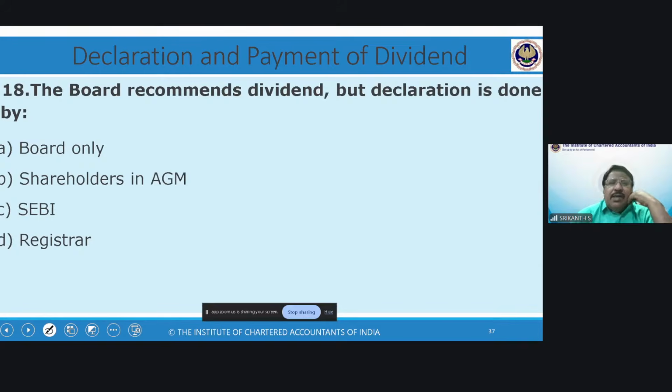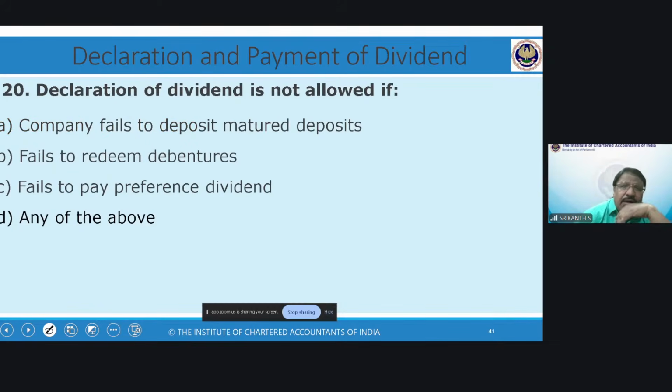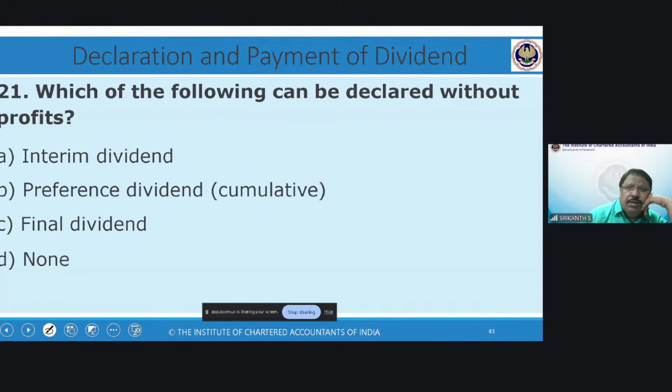The board recommends dividend, but declaration is done by shareholders in AGM. Right? Dividend to preference shareholders must be paid before equity dividend. It's obvious. I don't want to waste your time. Declaration of dividend is not allowed if the company fails to deposit mature deposits, fails to redeem debentures, or fails to pay any of them. Okay, you cannot declare dividend. Which of the following can be declared without profits? Preference dividend on cumulative preference shares? Yes. Okay. So with this, we will close.